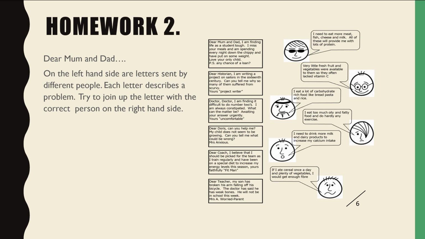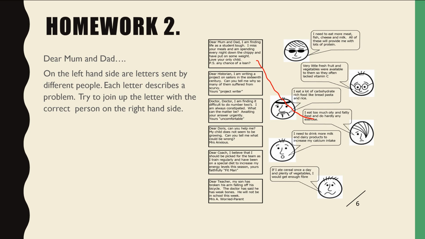So if we look at the first one, "Dear Mum and Dad, I am finding life as a student tough. I miss your meals and I'm spending every night down the chippy and have put on some weight. Love your only child. PS, any chance of a loan?" This one should be joined together with "I eat too much oily and fatty food and do hardly any exercise."